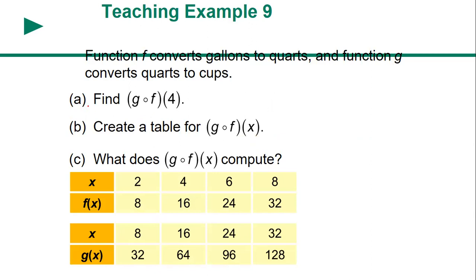Okay, so it says find G composed of F of 4. So I'm gonna go where first? And find 4. So I go to table F, go to 4, and what do I get? 16. So now I'm gonna be looking for G, so I go to G, go to 16, and I get that. That's how the table works. Okay, that's good. Is that doable?